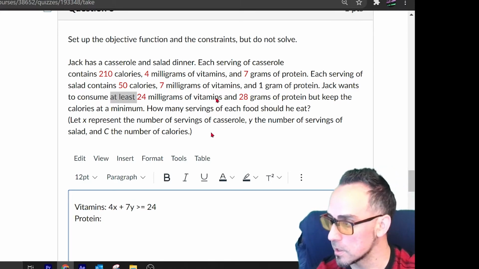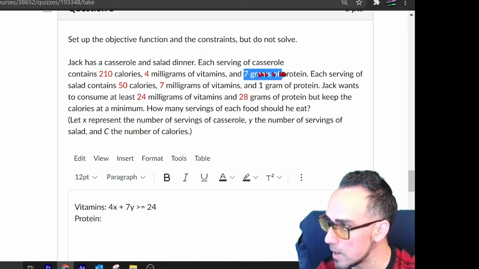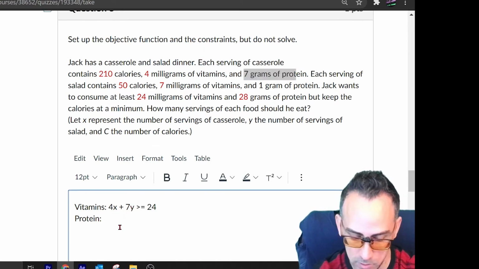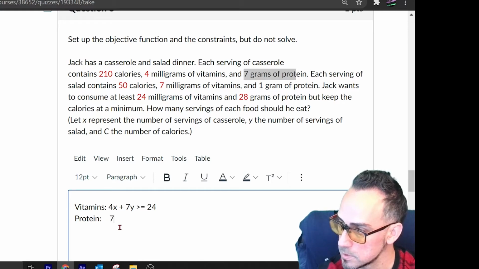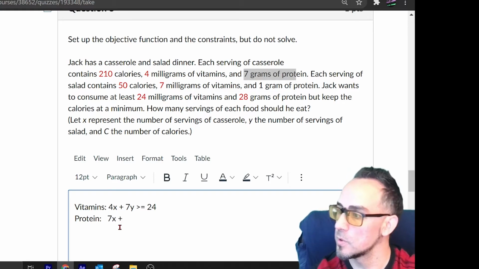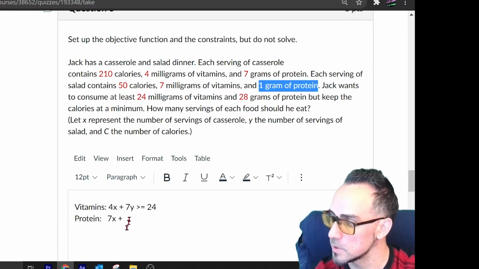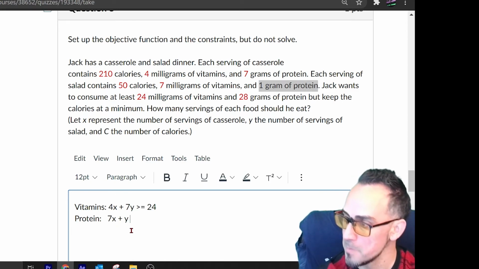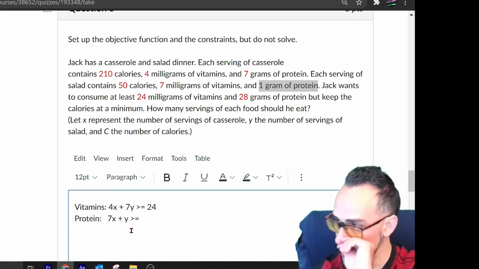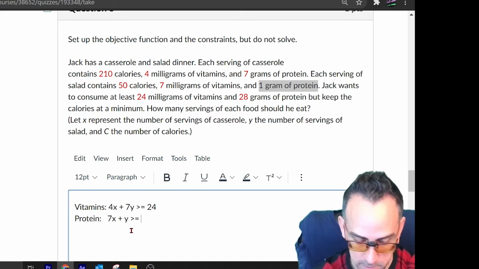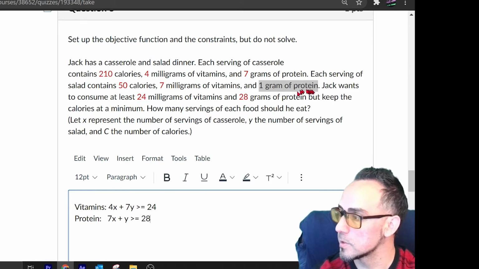How's protein looking? Well, 7 grams of protein for the casserole, so 7x, plus how many grams of protein in the salad? Probably not much. 1 gram of protein, so plus y is greater than, and how many does he want of protein? He wants 28 grams of protein.